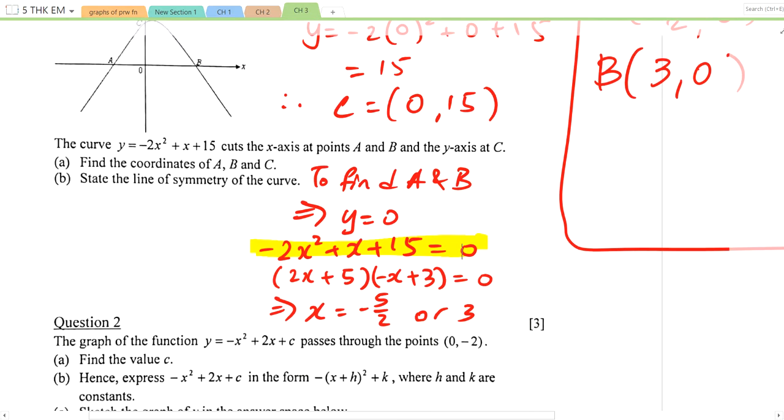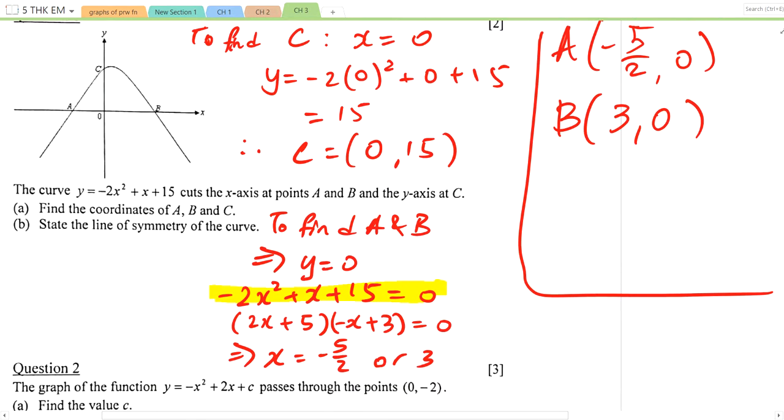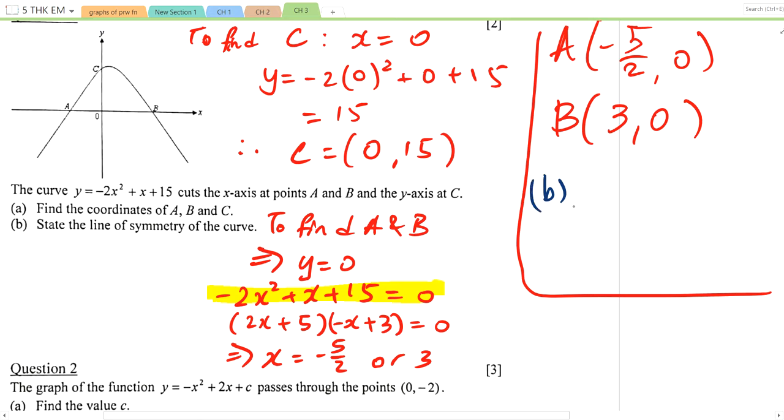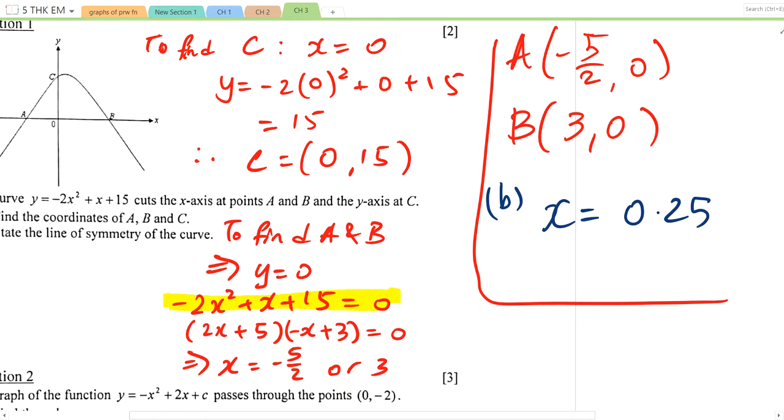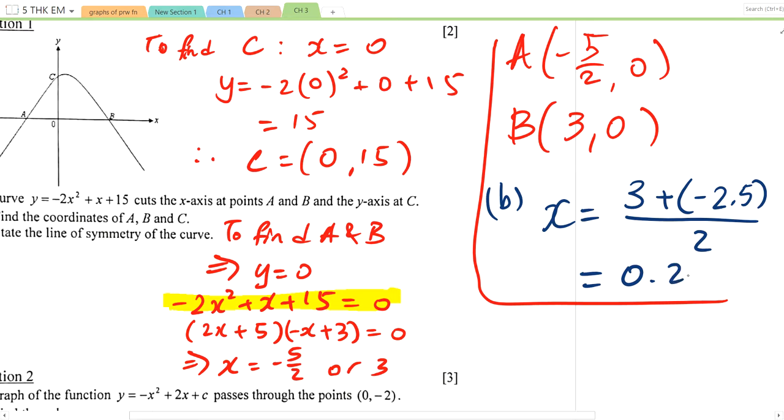Okay, so next, line of symmetry of the curve. Part B, what is your line of symmetry? X equals 0.25. Correct or not? How do we get 0.25? 3, plus -2.5, divided by 2. And what is this supposed to give us? 0.25. Okay, very good. Check.